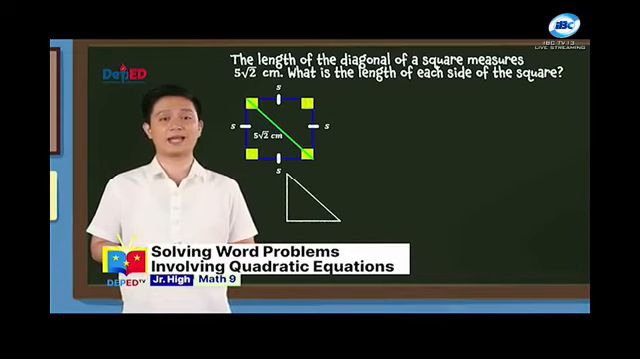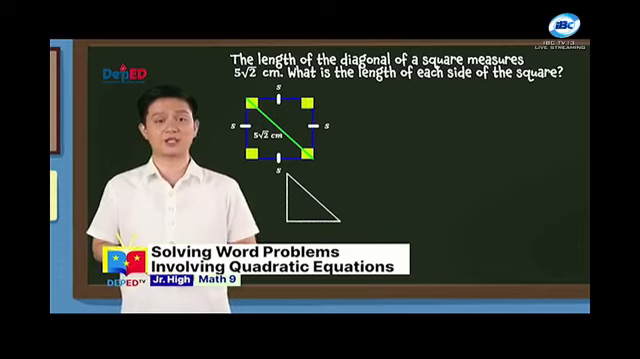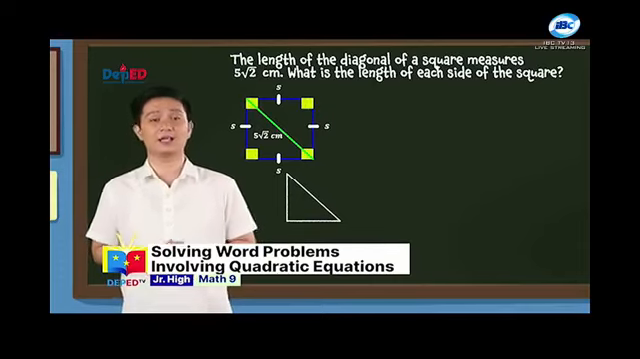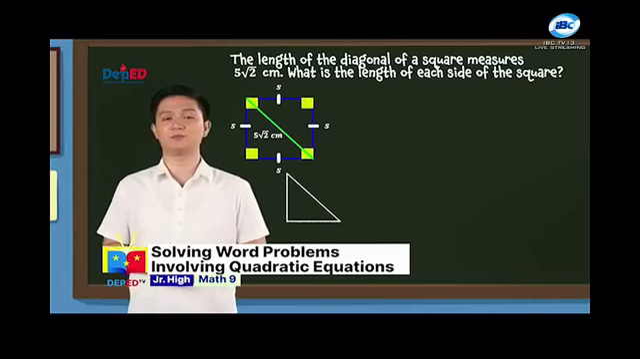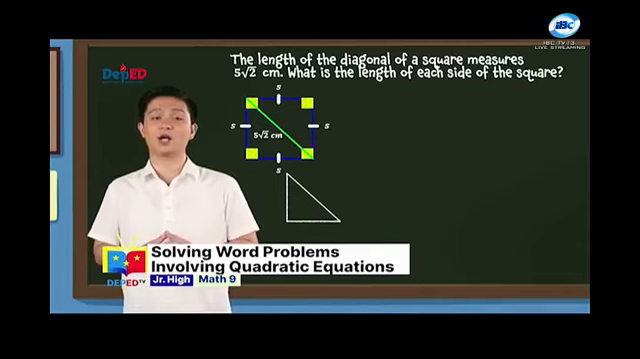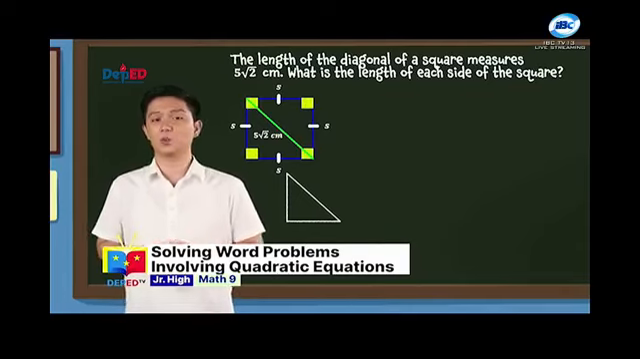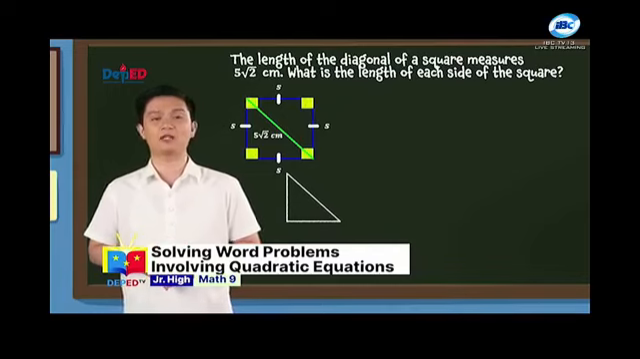The diagonal of the square is the longest side of the right triangle, which is called the hypotenuse, and is 5 square root of 2 centimeters long. The 2 sides of the square are the shorter sides of the right triangle, which are called the legs, and are both represented by the variable s.